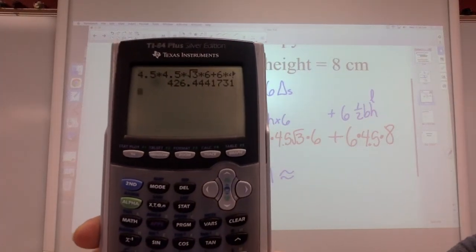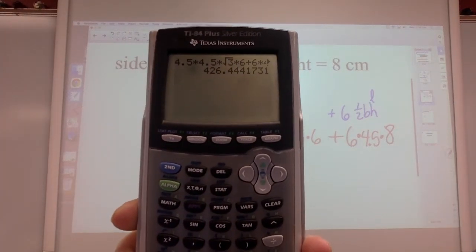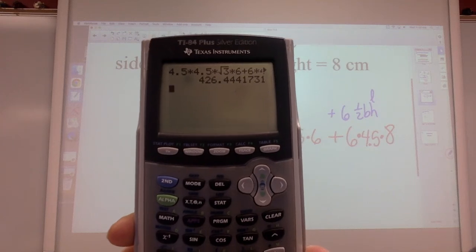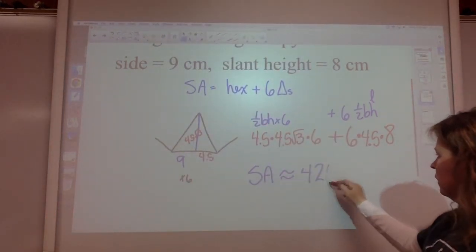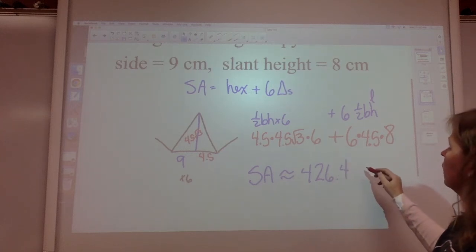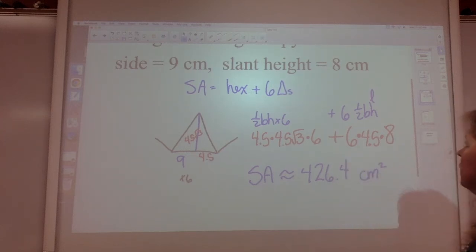426.44. Half the base times the height times 6 plus 6 times the triangles. 426.4 square centimeters.